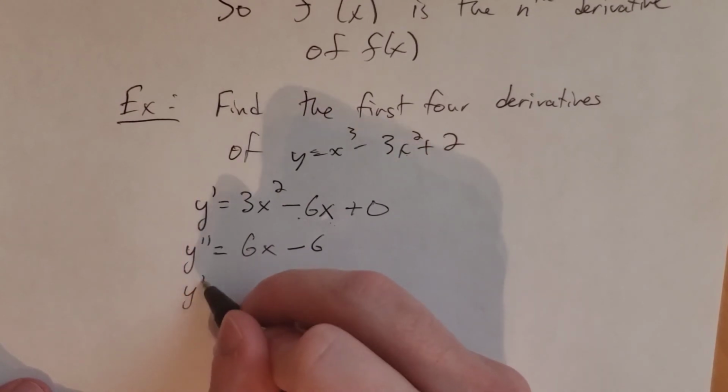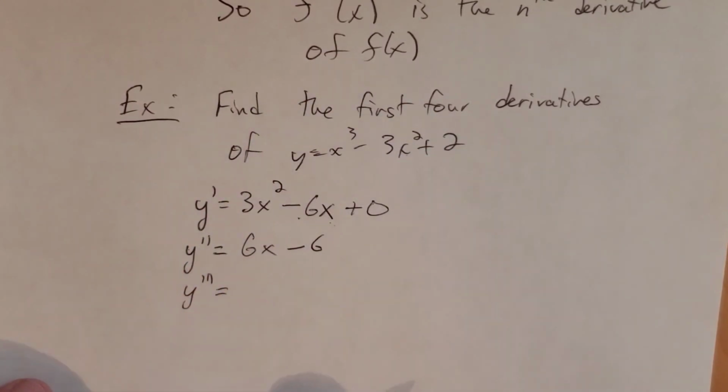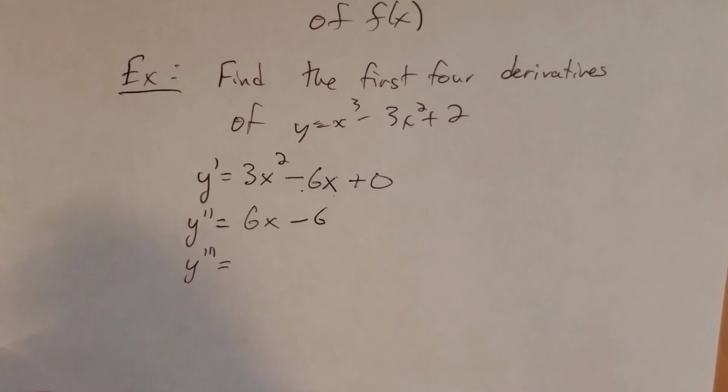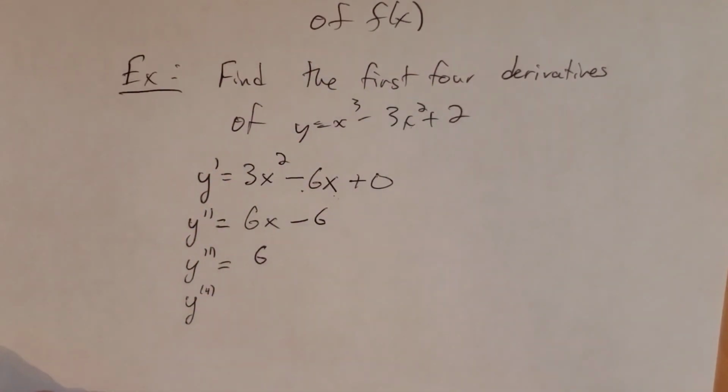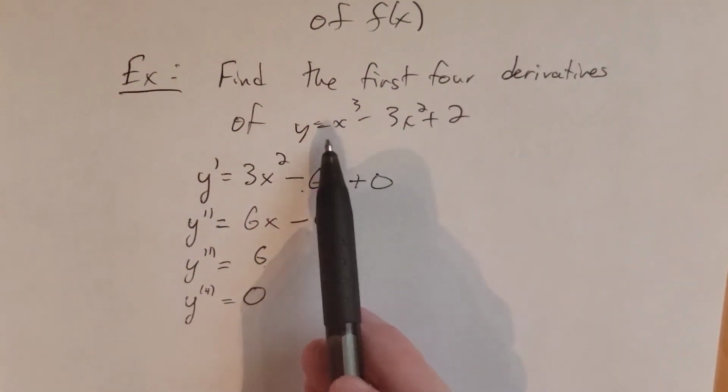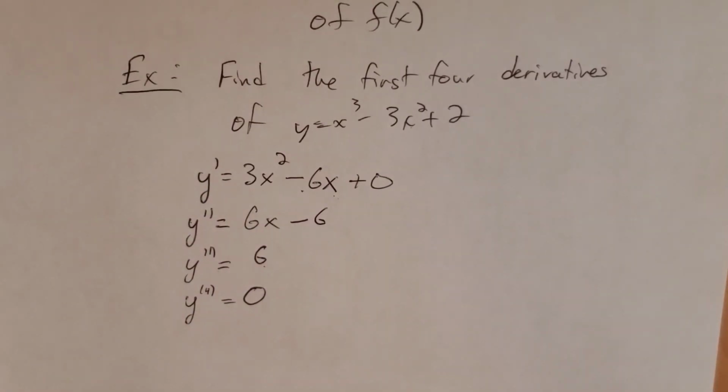What is the third derivative? Well, that's the derivative of the second derivative, so that would just be 6. And then the derivative of negative 6 is 0, so we can just leave that alone. And then finally, what is the fourth derivative? Well, that's just the derivative of the third derivative. And derivative of a constant 6 is 0. So we've calculated the first 4 derivatives of this function y equal to x cubed minus 3x squared plus 2. And that's really all we needed to discuss in this video.